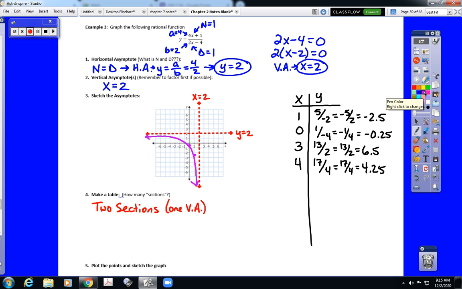So we graph those points. 3, 6.5, about right there. And 4, 4.25, would be just above 4.